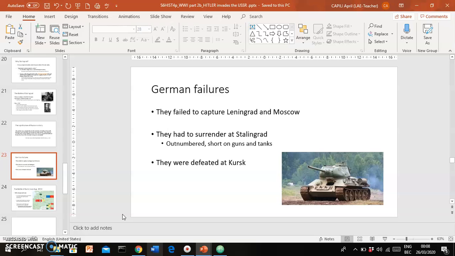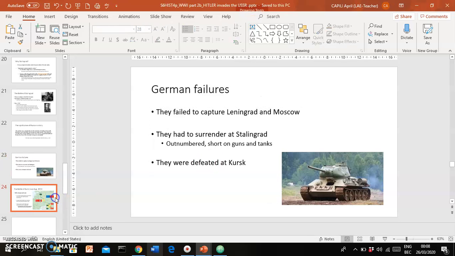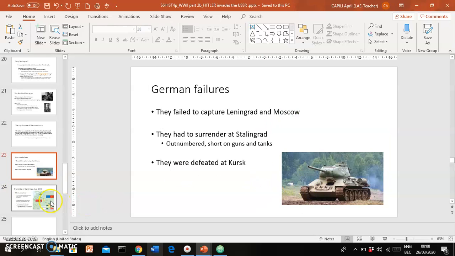So you can add Stalingrad to a list of failures. The Germans failed to capture major cities like Leningrad and Moscow. They had to surrender at Stalingrad, totally outnumbered, encircled, short on equipment, and they were defeated and forced to turn back at Kursk, a major tank battle. Okay. Thanks, by the way, to the T-34, which some would argue was probably the best tank during World War II.